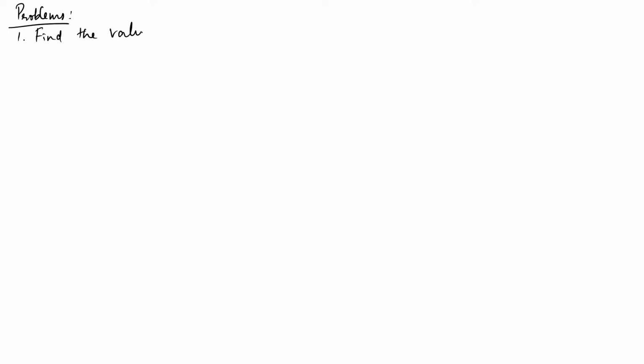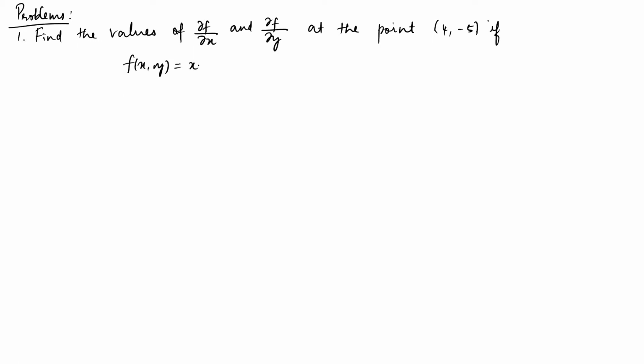So the first problem that we are going to see is to find the values of del f upon del x and del f upon del y at the point (4, minus 5) if f of x y is given as x squared plus 3xy plus y minus 1. Can any one of you try this?